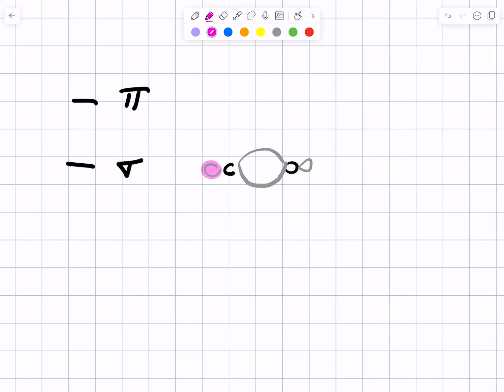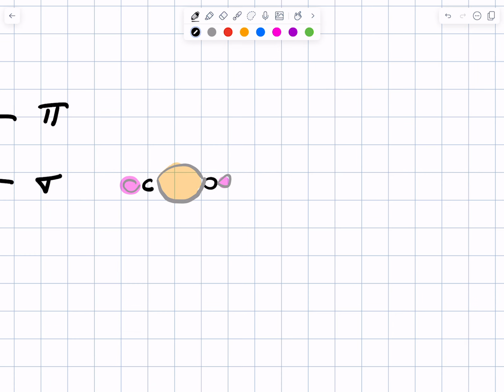Before we get to the pi bond, I have to say something about orbitals. You've seen p orbitals and sp3 orbitals before. You've seen people use shading. Here is a p orbital, and you've seen people do things like this where they color one side one color and the other side the other color. What the heck does that mean?